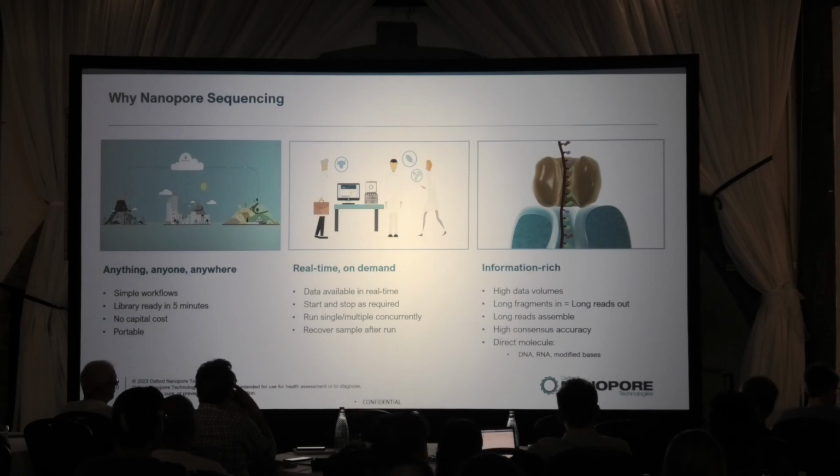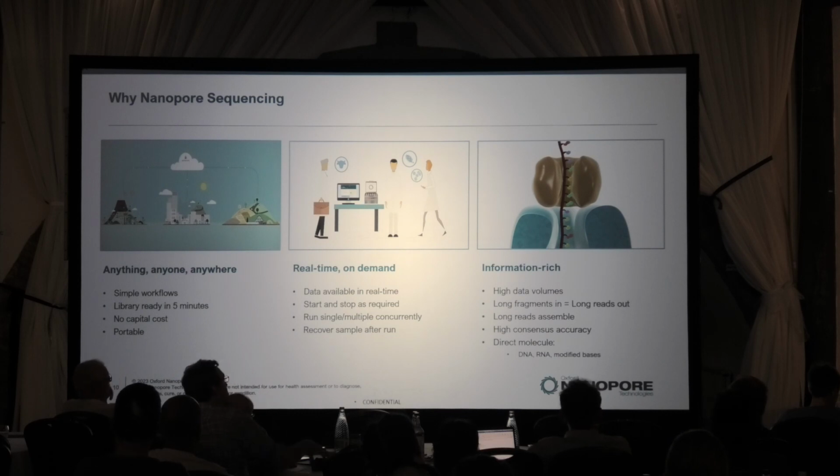One of the other big advances of nanopore sequencing is we're actually looking at the molecule of interest. We're not making copies of it. We're not synthesizing new versions of it. You are looking at your molecule of interest. So any modifications or any damaged bases or differences in that, you can pick that up directly.